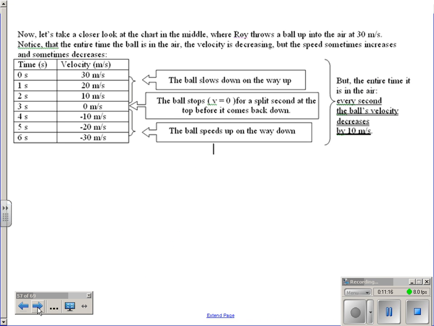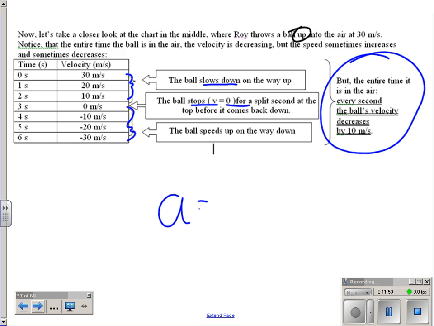Let's take a closer look at the chart in the middle where Roy throws the ball up into the air at 30 meters a second. This is just clarifying some things. Notice on the way up, the ball is slowing down. It stops for a split second at the top before coming down, and then on the way down, it speeds up, right? But even though sometimes the speed is increasing and sometimes the speed is decreasing, the entire time it's in the air, every second, the velocity decreases by 10 meters a second squared because the acceleration is negative 10 meters per second squared.